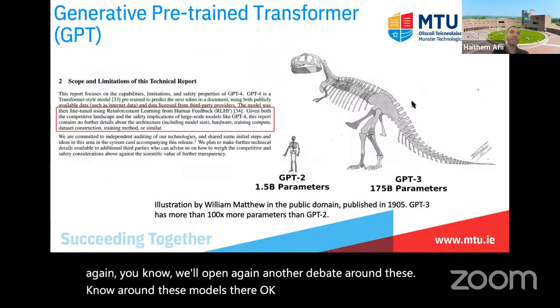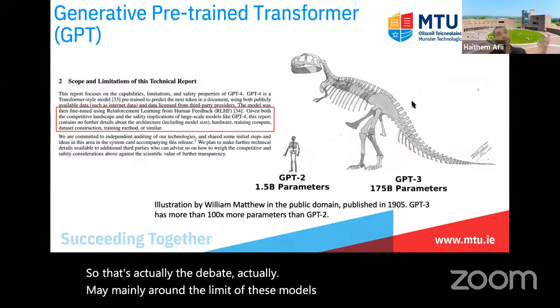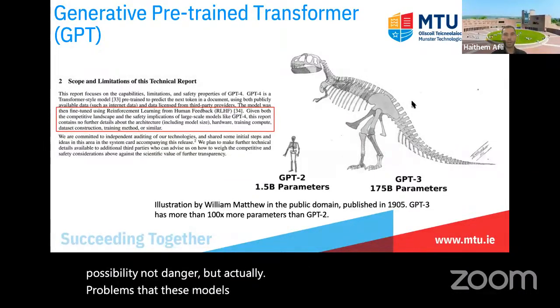Okay, so that's the debate, mainly around the limits of these models, but also the possible problems that these models might generate.